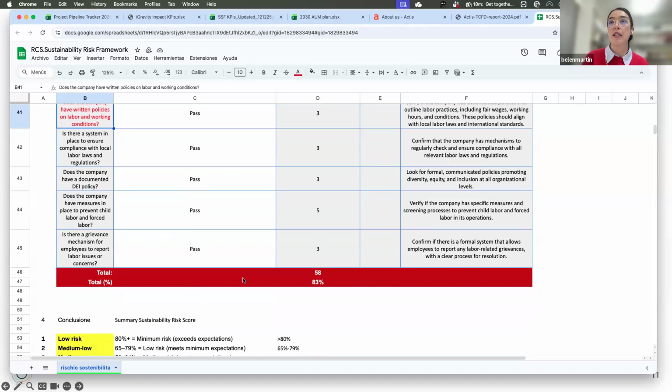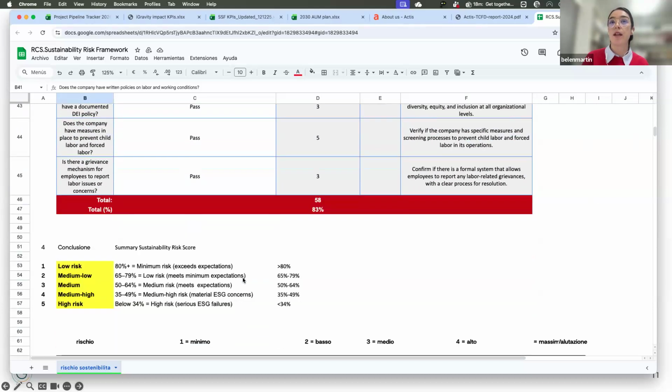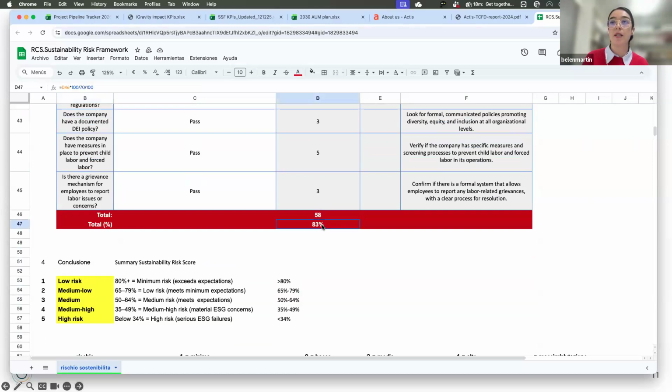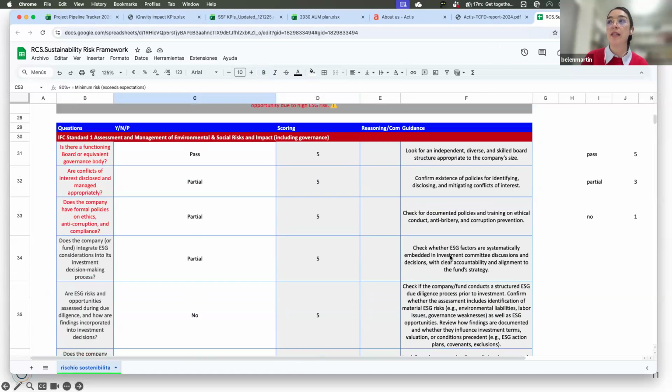So here we can see it's a mock-up, with some figures that have been added. So in this made-up investment, this would mean that there's a conclusion here and a rating that helps us categorize the ESG risk of this opportunity. And in this case, this would be minimum risk, and it would be exceeding the expectations. Any questions on the tool development?